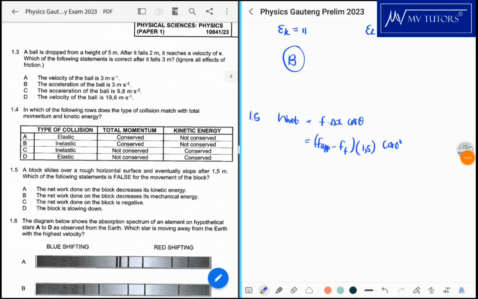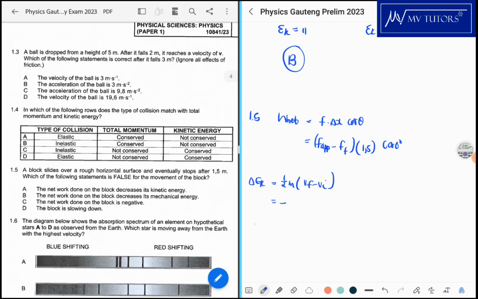So reading the statements again, the net work done on the block decreases its kinetic energy. So we know that this thing is coming to a stop eventually, all right? So when it comes to kinetic energy, or the change in kinetic energy, we know that it's the final velocity minus the initial velocity. So ultimately, our change in kinetic energy will be a negative value because our final velocity will be 0. Okay, and then the net work done on the block decreases its mechanical energy.